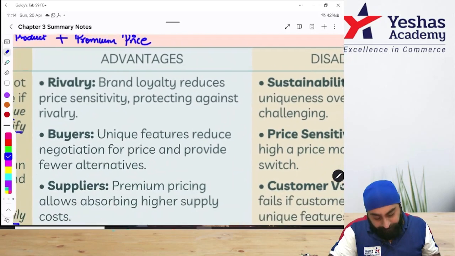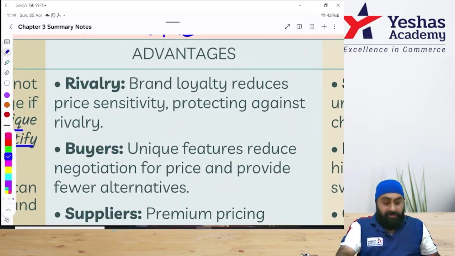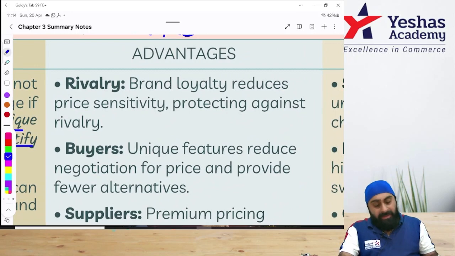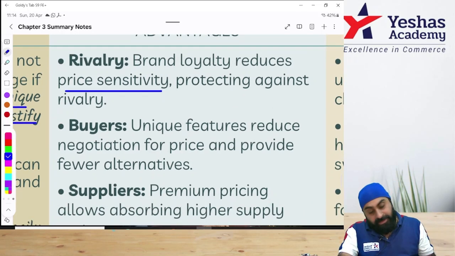Now, what will happen? The existing rivals, the brand loyalty reduces price sensitivity. If you want to buy my product, if it is expensive, you will still buy it because I'm unique. You're buying me because I'm unique, so I will charge a premium price.